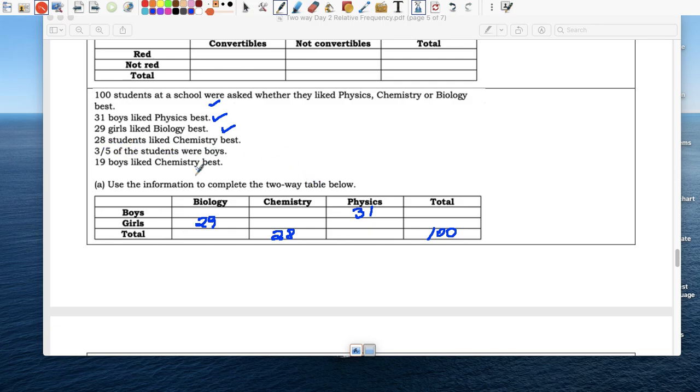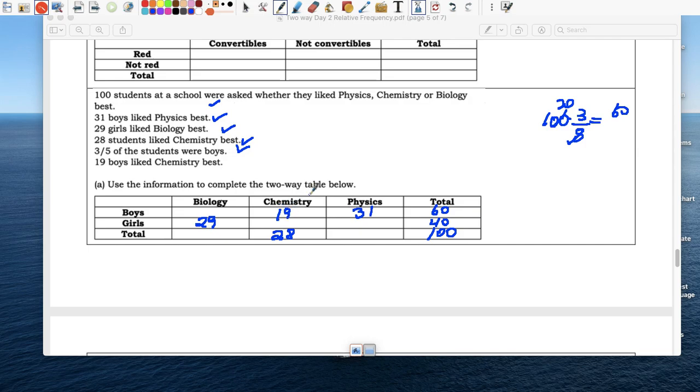3/5 of the students were boys. So you take 100, multiply that by 3/5, right? You're gonna get 60. And if you get 60 boys, it means the remainder are girls. That makes that 40. And then 19 boys like chemistry. Where's chemistry and boys? 19.